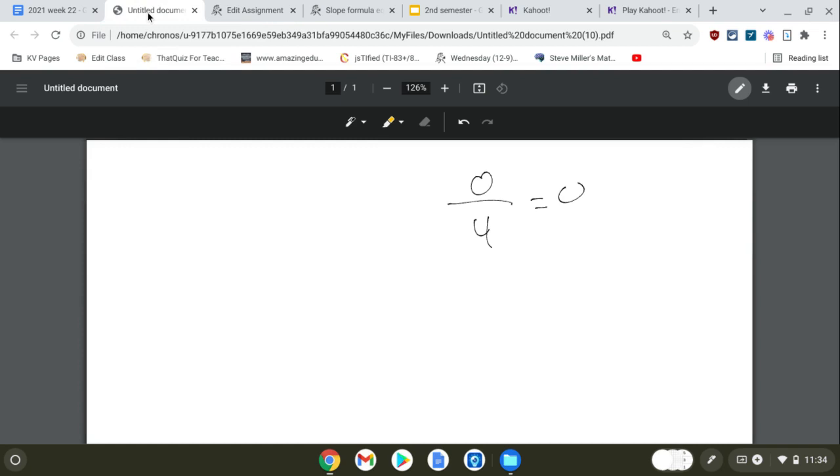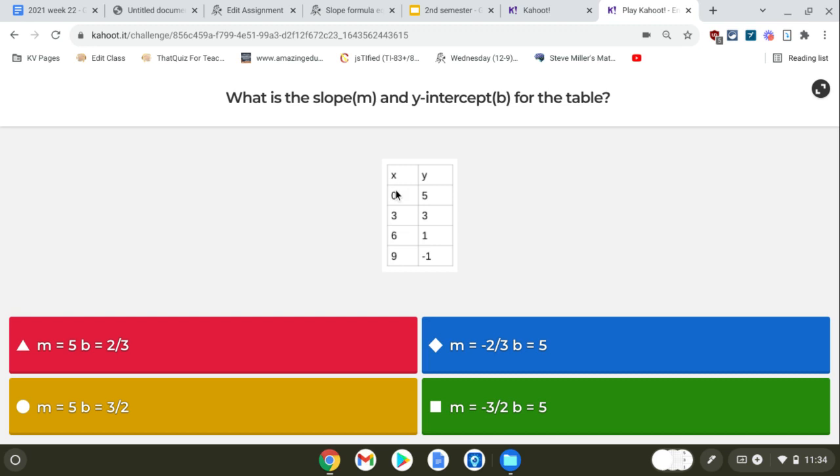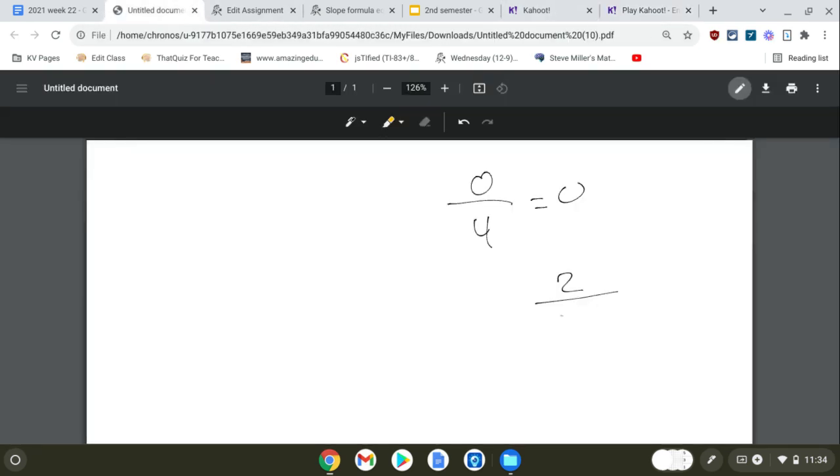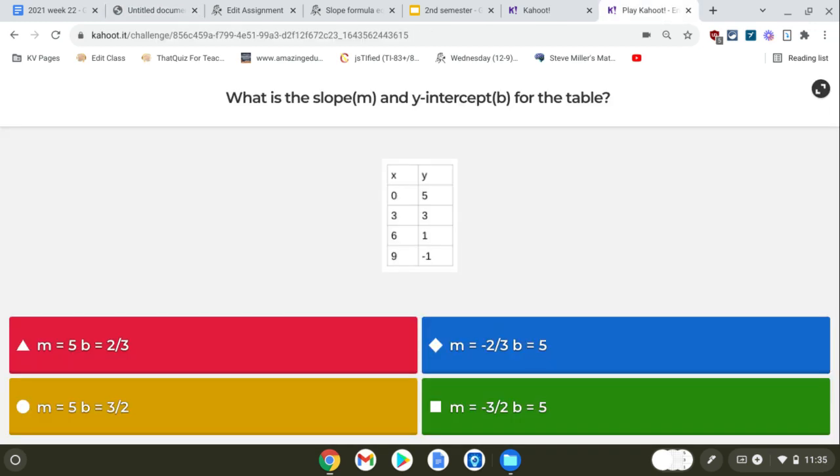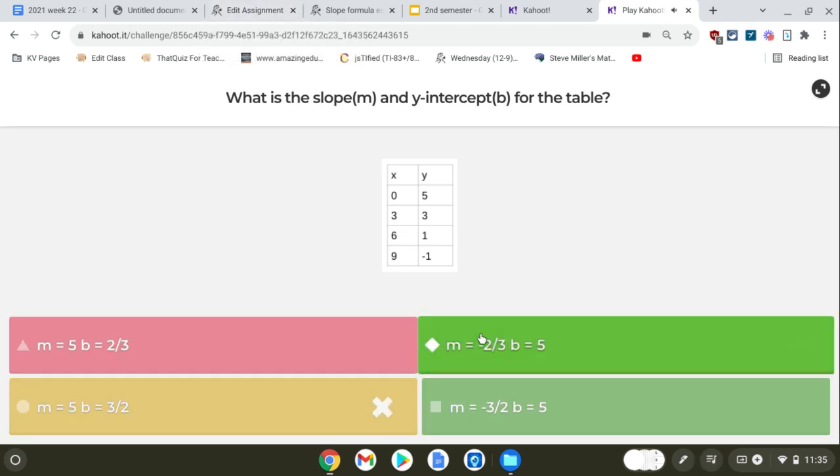All right, that's going to be my rise. And then on the x values, they all have a difference of 3. So that's going to be my run. All right, it's going to be 2/3, but the reason it's negative is because as the x values are getting bigger, these y values here are getting smaller and smaller. All right. If you wanted to, you could just pick out these first 2 points right here, 0, 5, and 3, 3, and then do the slope formula in order to find the slope. All right. Negative 2/3.